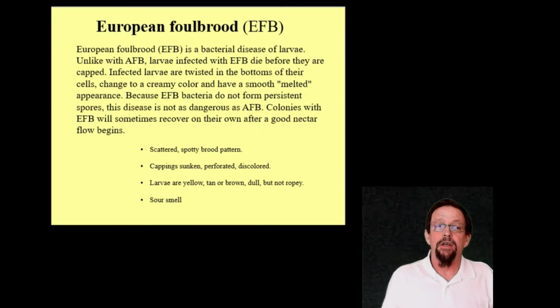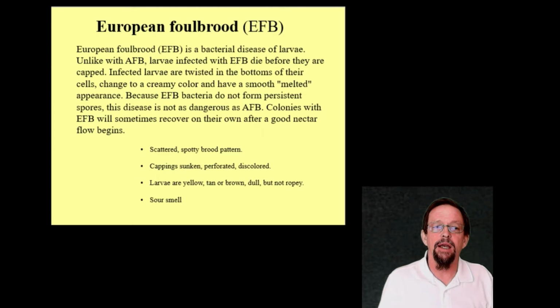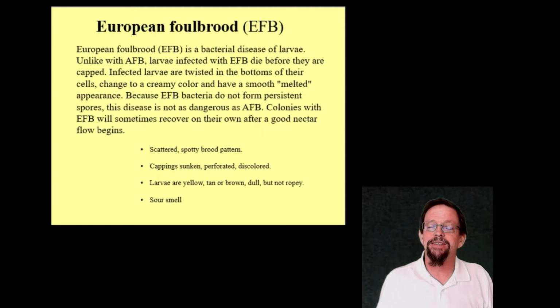Next on the list is European foulbrood. European foulbrood is a bacterial disease of the larva, and unlike American foulbrood, the larvae affected with European foulbrood die before they are capped. Infected larvae are twisted in the bottom of the cells, change from a creamy color, and have a smooth melted appearance. Because European foulbrood does not form persistent spores, this disease is not as dangerous as American foulbrood. Colonies with European foulbrood will sometimes recover on their own after a good nectar flow begins.